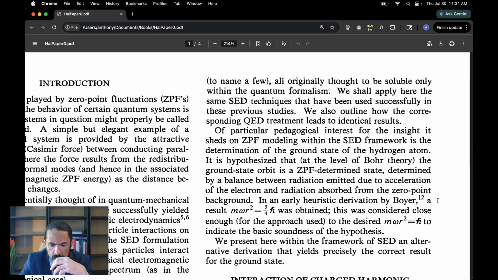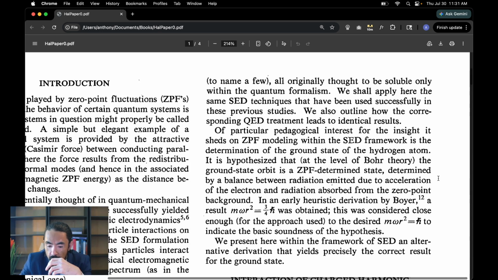We shall apply here the same SED techniques that have been used successfully in these previous studies. We also outline how the corresponding QED treatment leads to identical results. Of particular pedagogical interest for the insight it sheds on ZPF modeling within the SED framework is the determination of the ground state of the hydrogen atom.